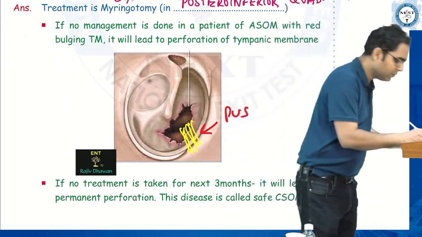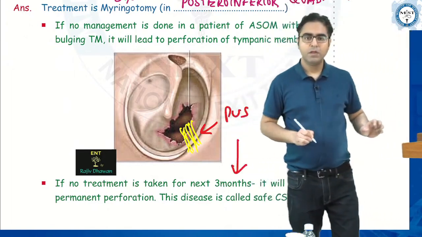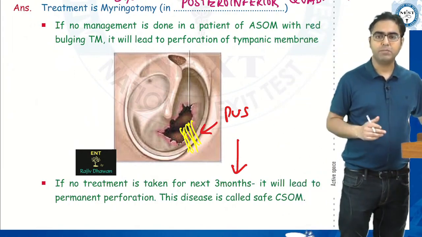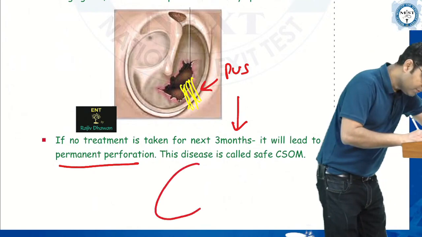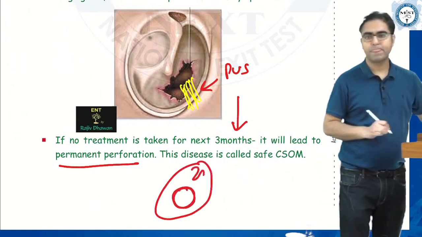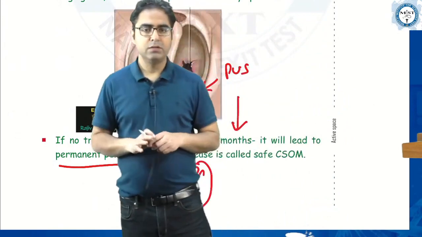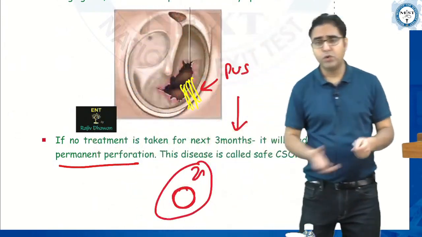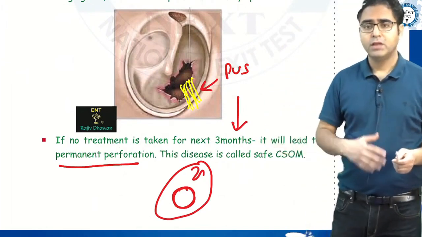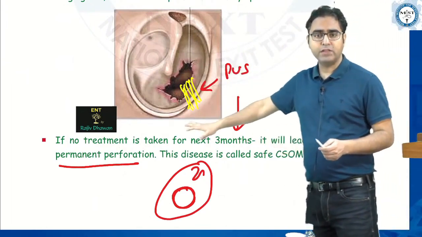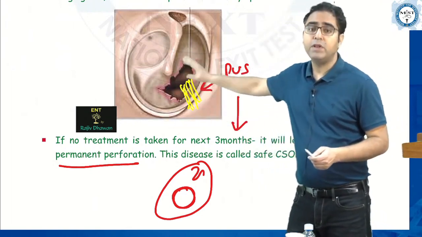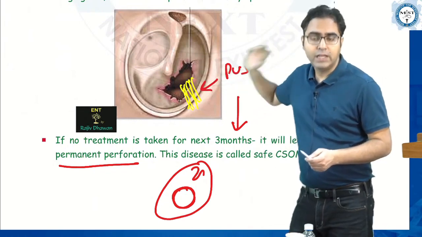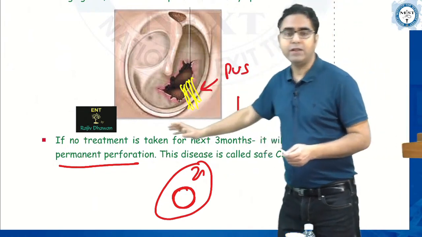Now, put an arrow. Still the story is continuing, beta. Now, if no treatment is taken for the next 3 months after this, it will lead to permanent perforation. Draw it like this. Permanent perforation. Perforation happened, still you ignored it. In villages, we don't have doctors, ENT doctors are not there. If perforation happened and no treatment is taken for 3 months, this perforation will become permanent perforation, meaning it will never heal on its own until you do surgery. You will have to do surgery for this, and it's called permanent perforation.